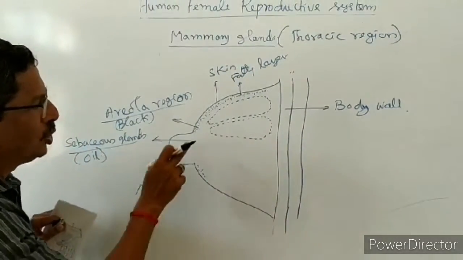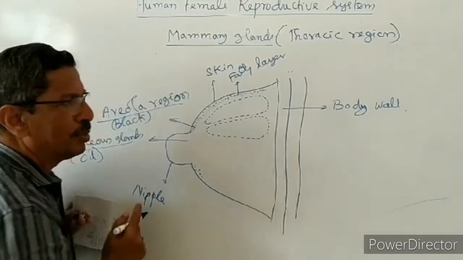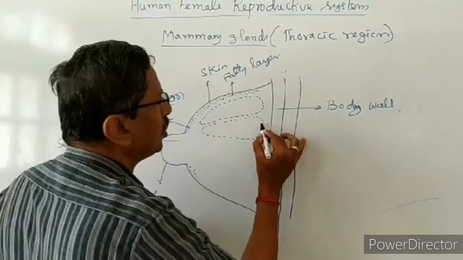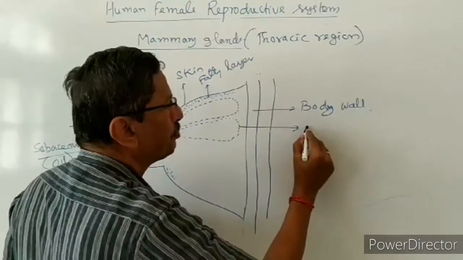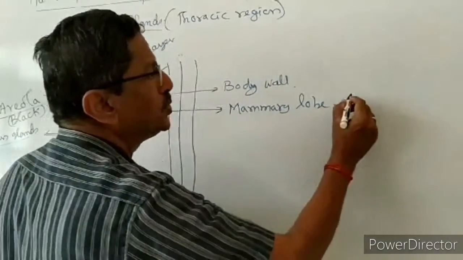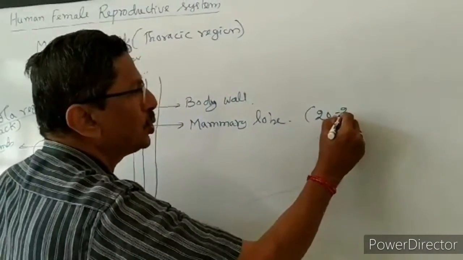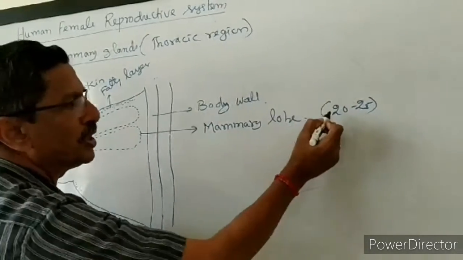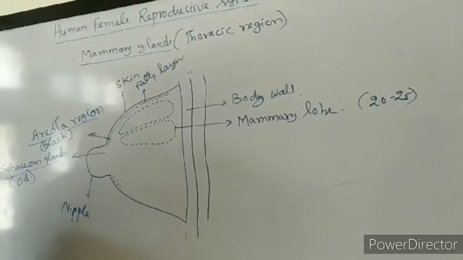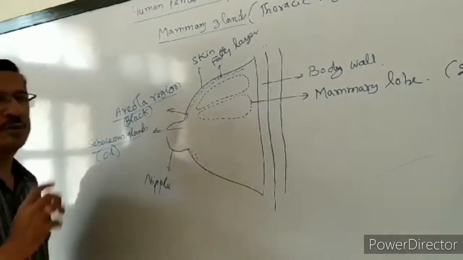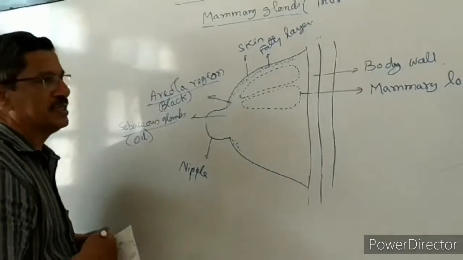In each lobe, one end is narrow and one end is broader. Each one is called a mammary lobe. The total number of mammary lobes will be 20 to 25. Actually, in our book it is given as 2 to 25, but it is not like that. 20 to 25 lobes are present in the mammary gland.